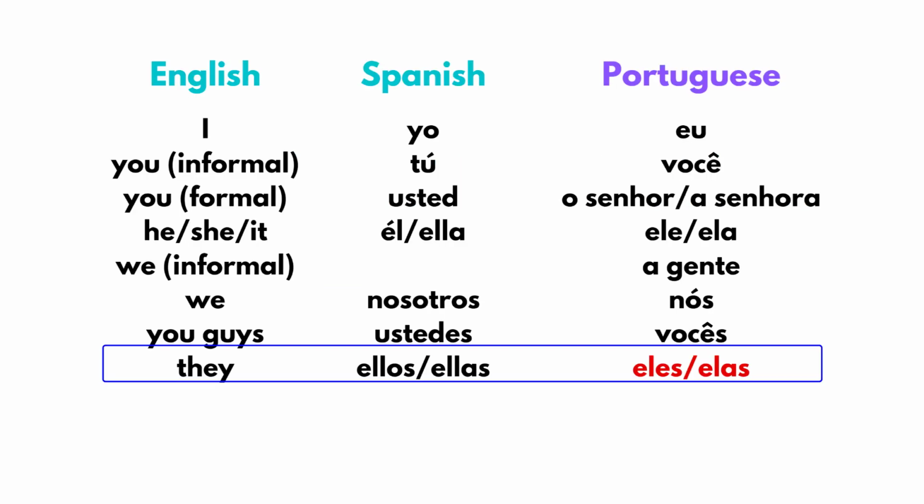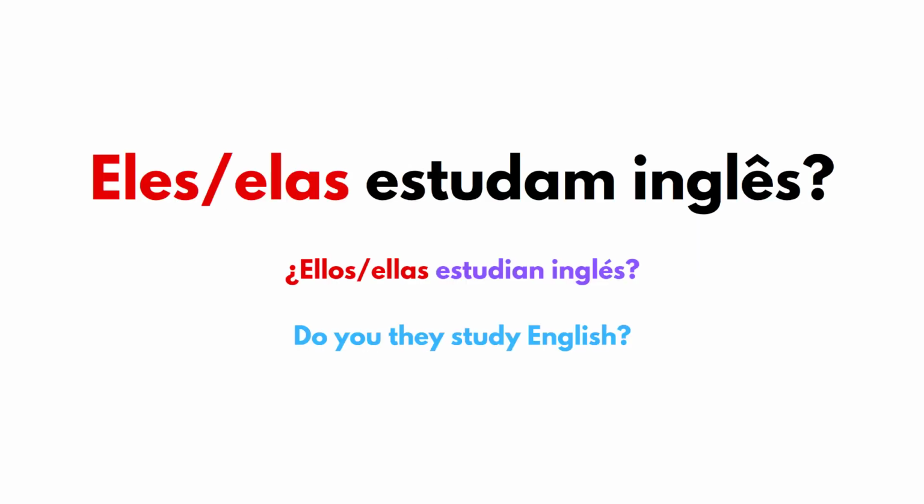Then finally, we have eles and elas, which is like ellos and ellas. To ask, ellos, ellas estudian inglés would be eles, elas estudam inglês.